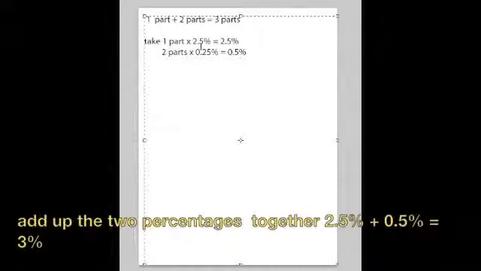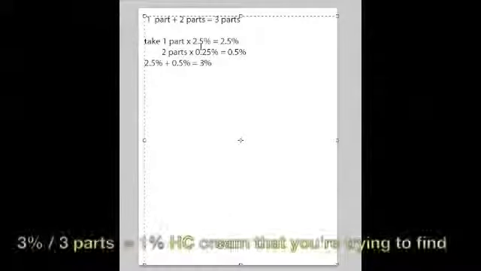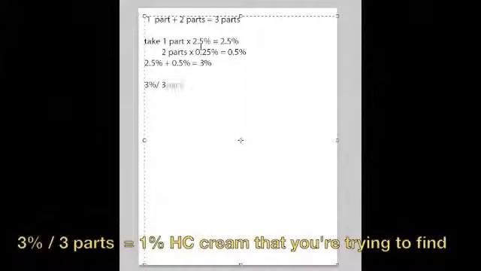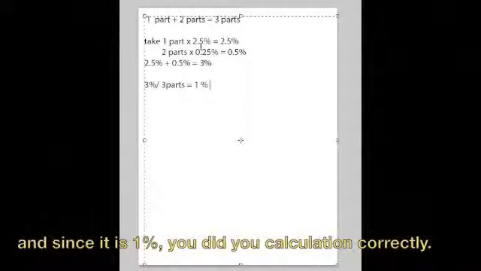Now add up the 2 percentages together. 2.5% plus 0.5% will equal 3%. Now you take the 3% that you found and divide that by 3 parts. This should equal 1%, which is the percentage of the hydrocortisone cream that you're trying to find. And since it is 1%, you did your calculation correctly.